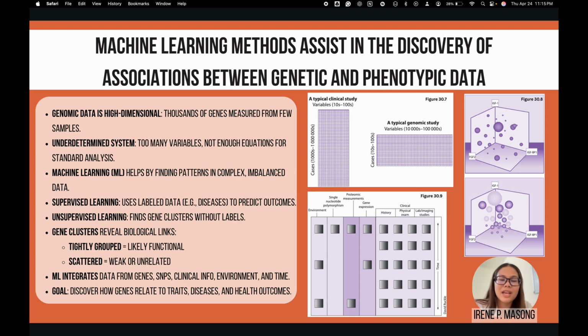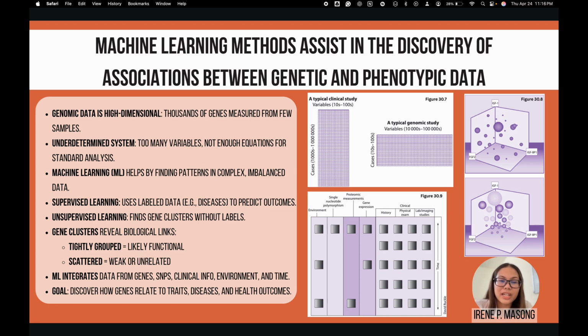There are two main types: supervised learning and unsupervised learning. Supervised learning uses data to predict outcomes like disease types, and unsupervised learning finds hidden patterns or clusters in the data. Gene clusters help reveal how genes are related. Tightly grouped genes often work together in the same biological process, while scattered ones may be unrelated.